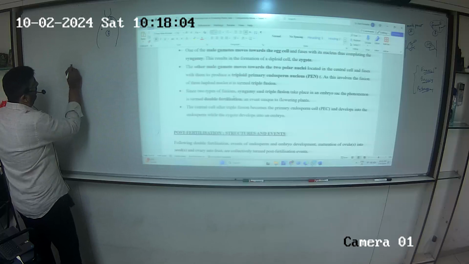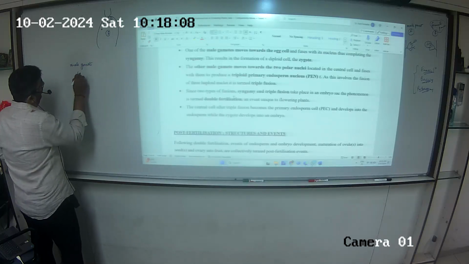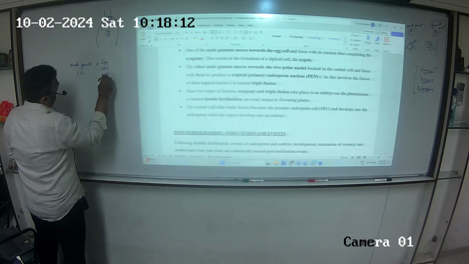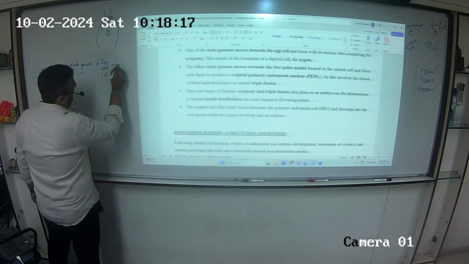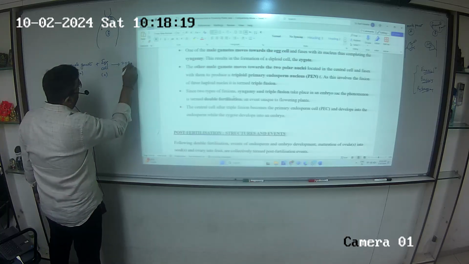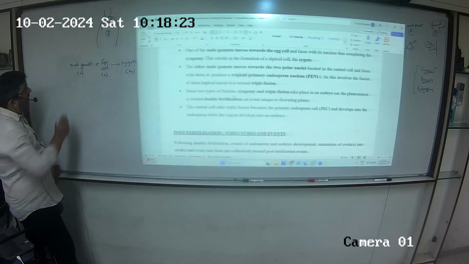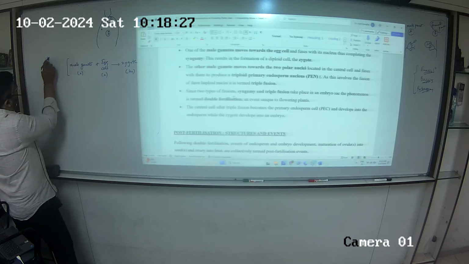So one male gamete, haploid, will move towards the egg cell, which is also haploid, resulting in formation of the zygote. Now this fusion is called first fertilization, or it is also called syngamy.